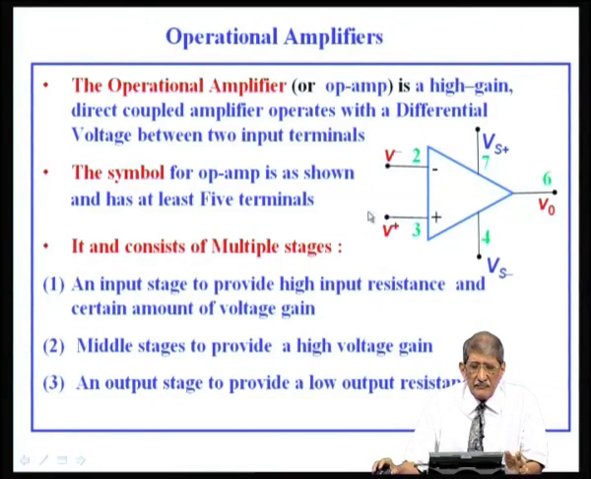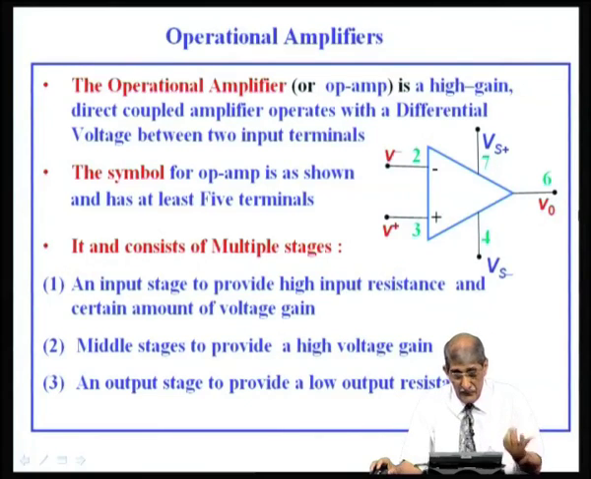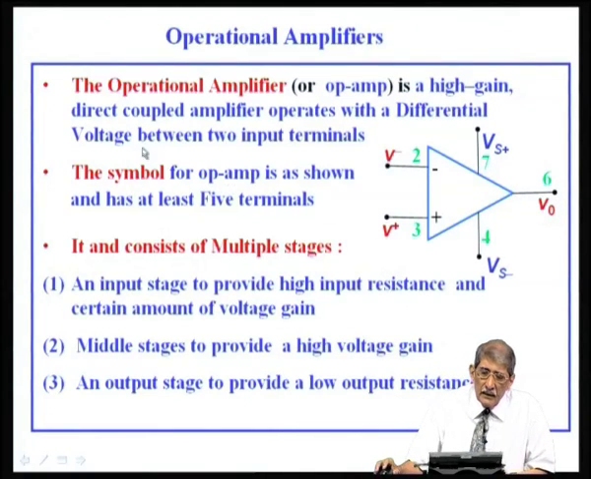This is a very popular device. An operational amplifier is a high gain direct coupled amplifier which operates with the differential voltage between its two input terminals. Whatever is the difference voltage gets amplified. If there is a common voltage, then the difference voltage is 0. At that point, if you apply even the voltage between the two same, the output will ideally be equal to 0. The symbol for the op amp is given like this.